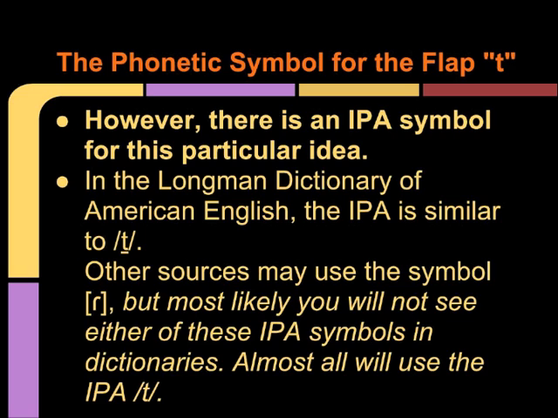However, there is an IPA symbol for this particular idea. In the Longman Dictionary of American English, the IPA is similar to this symbol, a T with a line underneath it. Other sources may use the symbol that you see on the screen. It sort of looks like an R. But most likely you will not see either of these IPA symbols in dictionaries. Almost all will use the IPA symbol T.